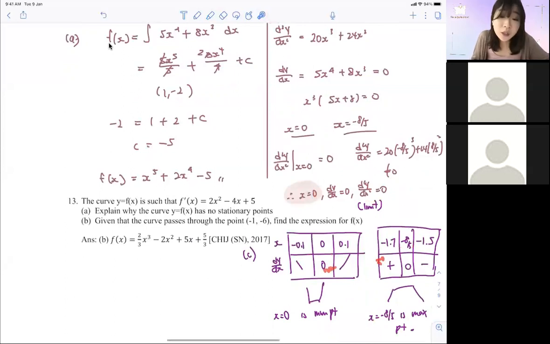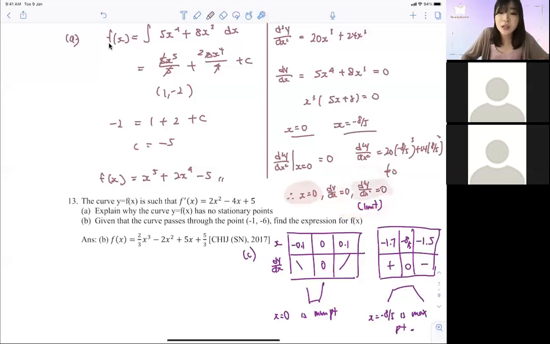Only use the sign test when it is difficult to differentiate one more time, or when they say to use your first derivative, then you do this one. Okay, so when you use d square y over dx squared, it's easy, but you must be careful when it is equal to 0. That is your limitation.